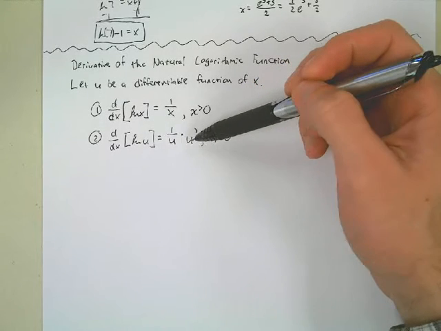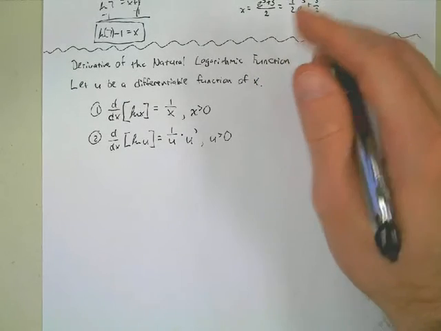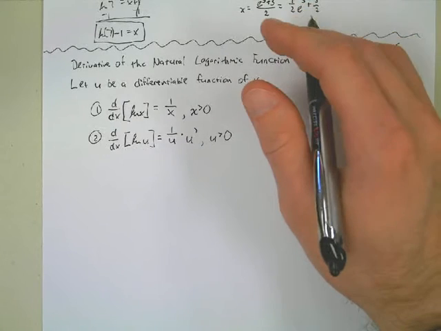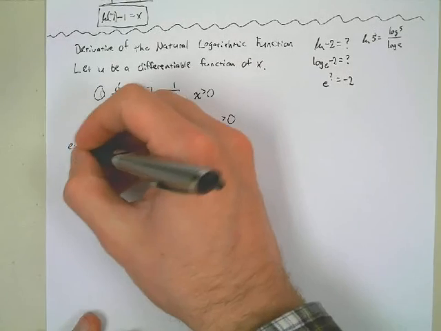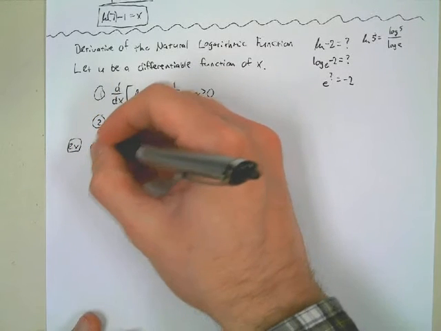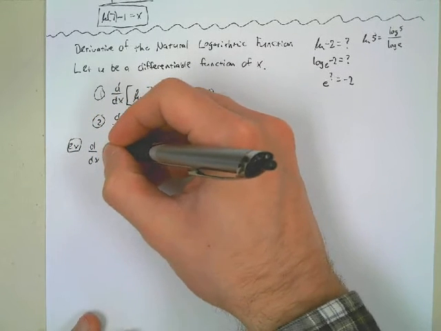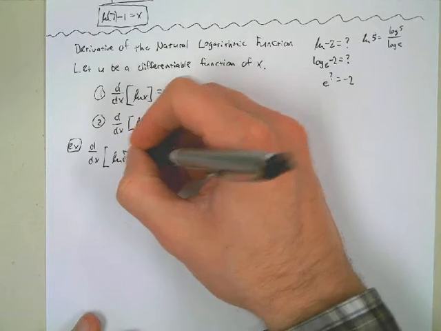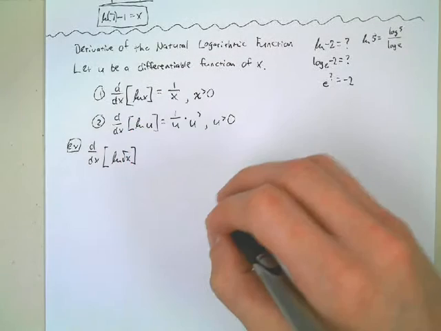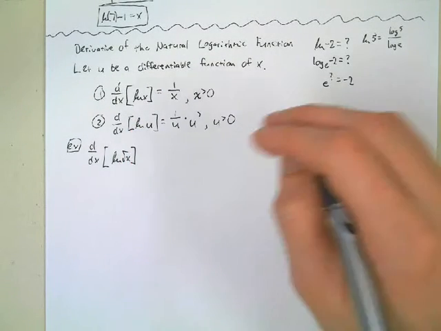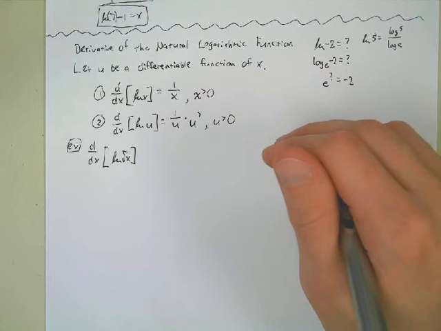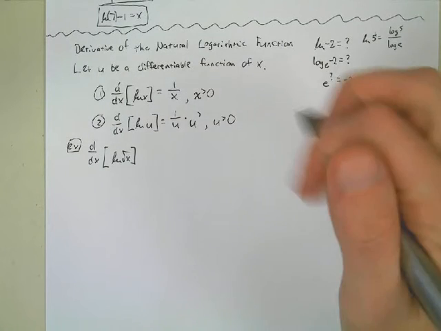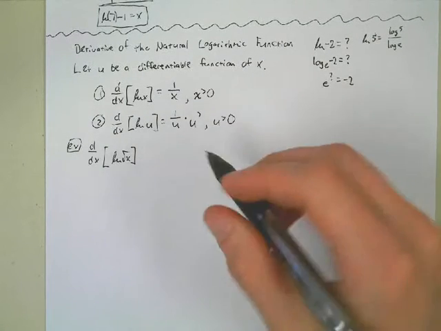All right, so let's see some examples here. Let's find the derivative with respect to x of the natural log of the square root of x. All right, we see square roots, so immediately we should think we should do what? Change it to x to the 1/2.